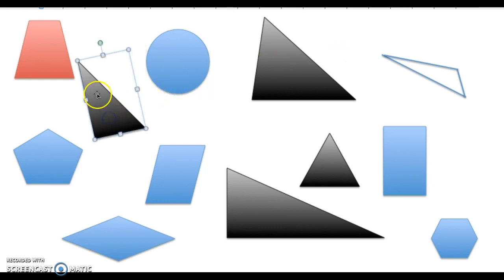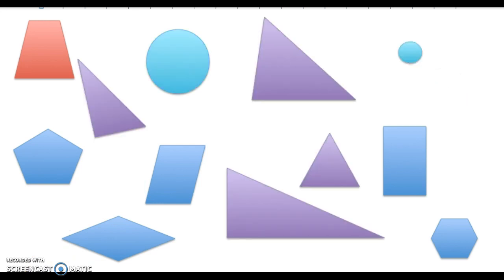So that's 1. It has 1, 2, 3 sides. This is 1, 2, 3. This is 1, 2, 3. And this is 1, 2, 3. With this one, 1, 2, 3. So all 5 of them are triangles. Okay, and now we move on to a shape that is round like a ring, called a circle. There are 2 circles in this group of shapes.